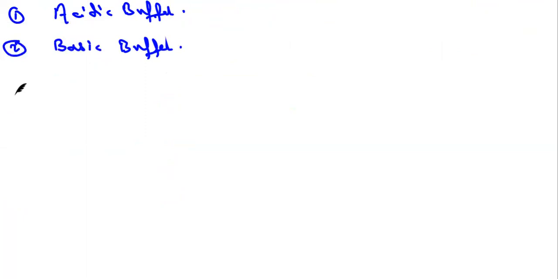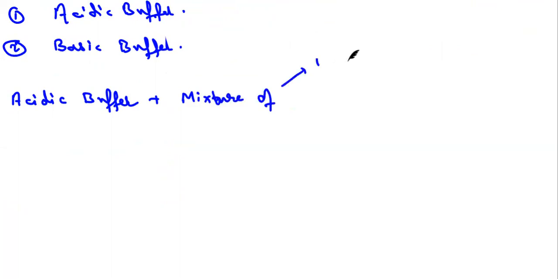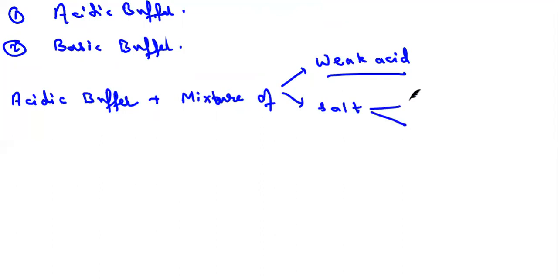So if I'm trying to make an acidic buffer, it is made up of a mixture of what? As I said, first you take a separate weak acid, and second is a salt. I told you the condition for the salt: the salt is made up of a weak acid and a strong base. This is how you can prepare your acidic buffer.